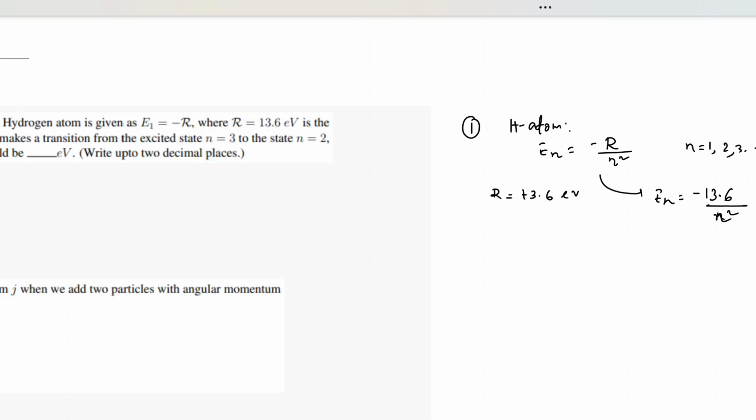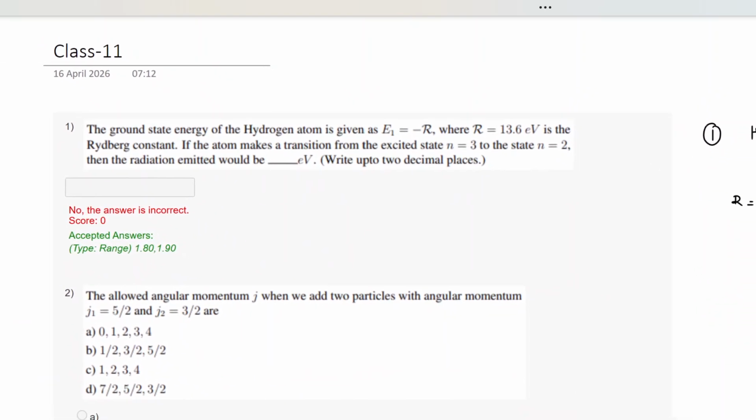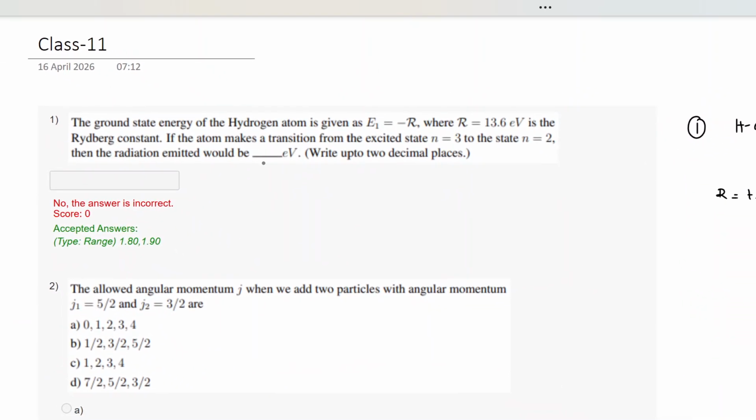So this is 13.6 into 1 by 2 squared minus 1 by 3 squared, which is 13.6 into 1 by 4 minus 1 by 9, which is 13.6 into 5 by 36. If you calculate, it will be around 1.88 electron volt. So this is your answer in electron volt, how much energy will be radiated or emitted. So this is 1.88, and you can see the answer is between 1.8 to 1.9. So our answer is correct.